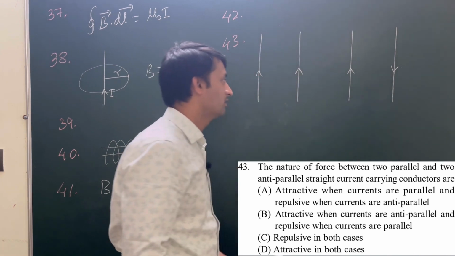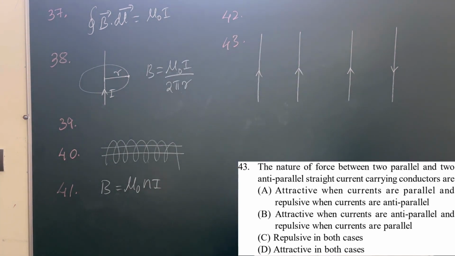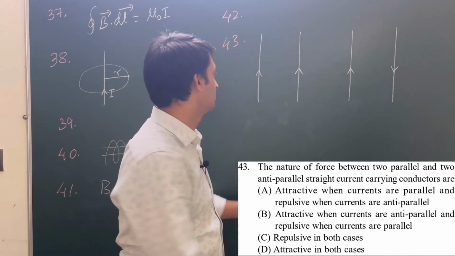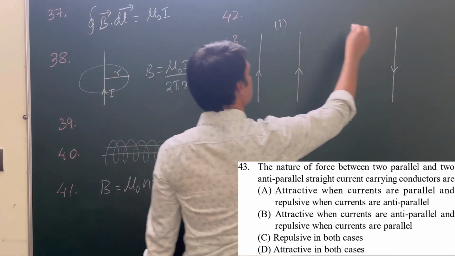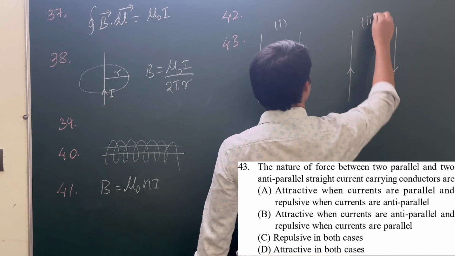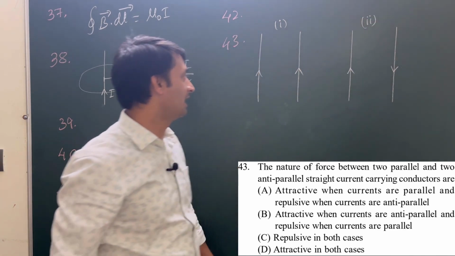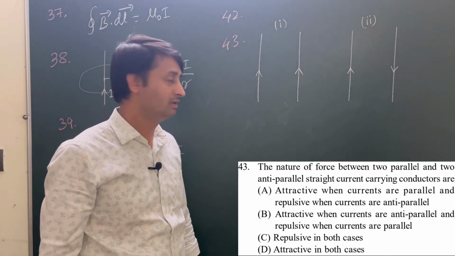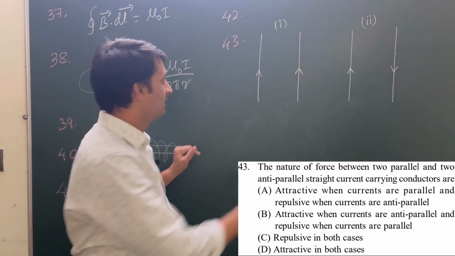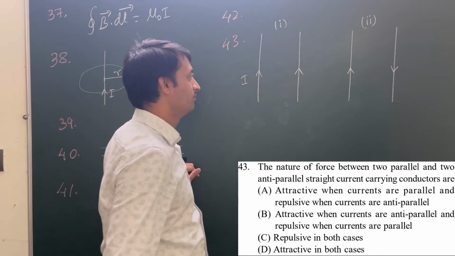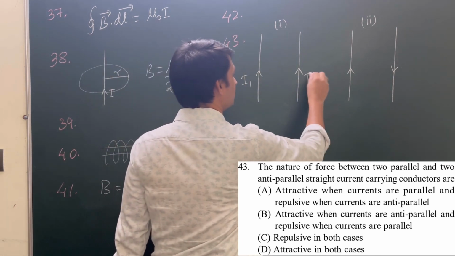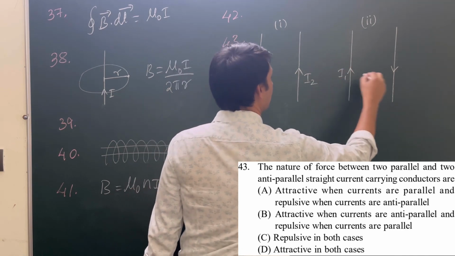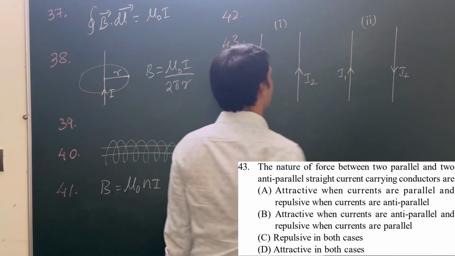Now we have to find out the force between these two conductors. This is the first case and this is the second case. When the conductors are carrying the current in the same direction, this conductor is carrying the current I1 and this conductor is carrying the current I2.